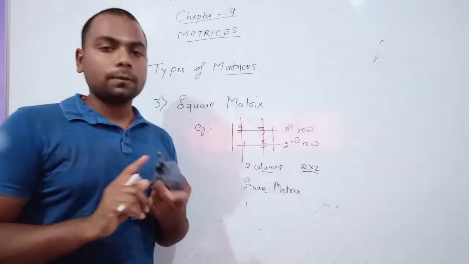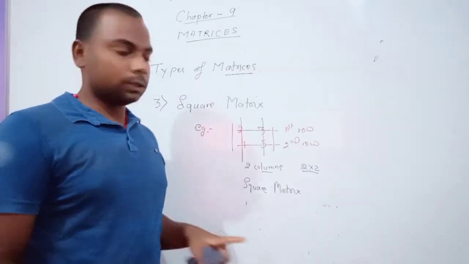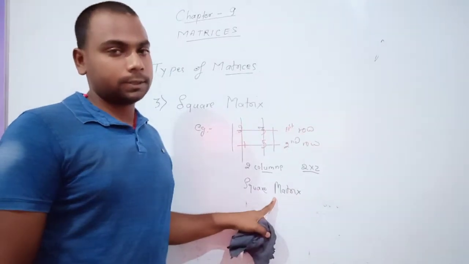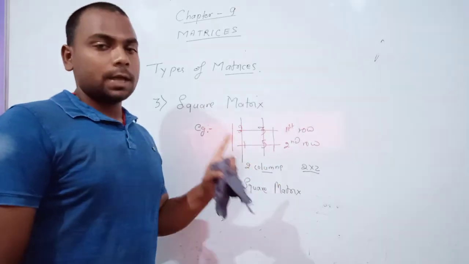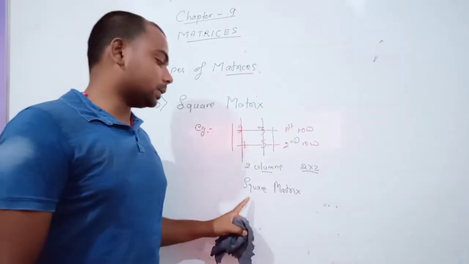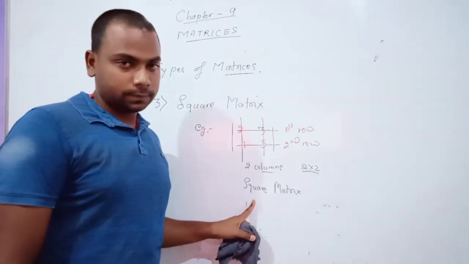Whenever the number of rows and the number of columns are equal, then it will be considered as a square matrix. Remember, if the number of rows and the number of columns are equal, then it will be considered as a square matrix. Okay.